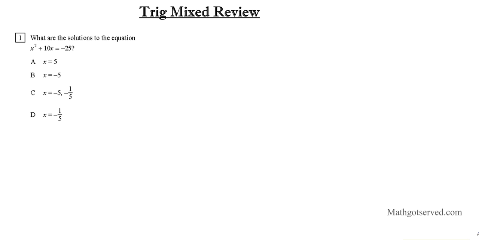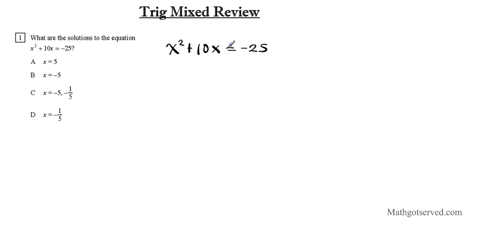Good day, students. In this clip, we're going to go over some examples to get you ready for the trig test. So let's take a look at question number one. We're asked to find the solutions to this equation. What we're going to do is write this equation in standard form first. So let's copy it down. x squared plus 10x equals negative 25.